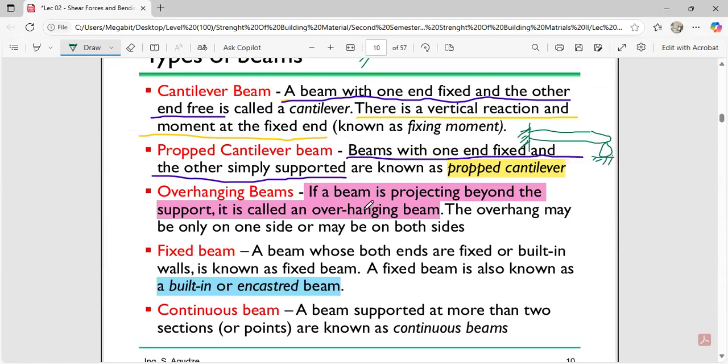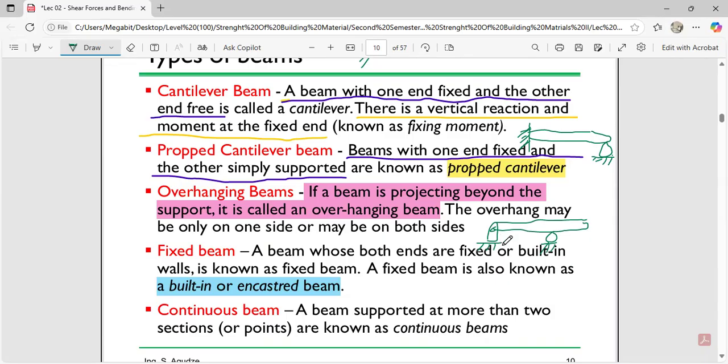Thank you. Let's put a little emphasis on the overhanging beam. If a beam is projecting beyond the support, it is called an overhanging beam. The overhang may be only on one side or on both sides. So please let's not confuse these two. An example of an overhanging beam could be this, and here may be simply supported as this.